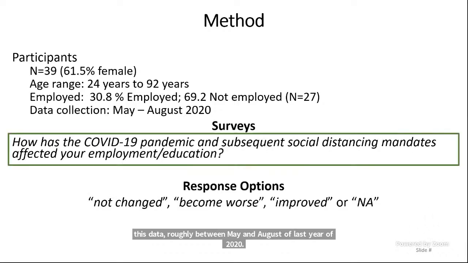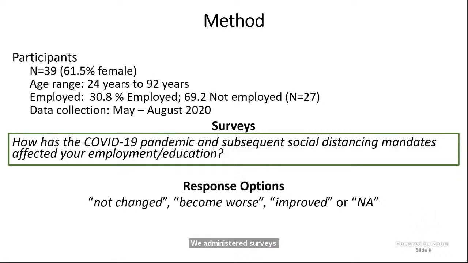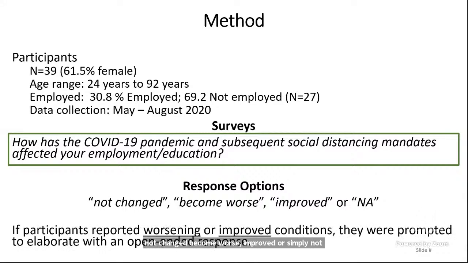We administered surveys. Here's a survey question example. How has the COVID-19 pandemic and subsequent social distancing mandates affected your employment or education? The response options for the participants were either not changed, become worse, improved, or simply not applicable. Now, if the participant reported worsening or improved conditions, they were then prompted to elaborate with an open-ended response. So what I'm presenting here is the qualitative data from the open-ended responses.